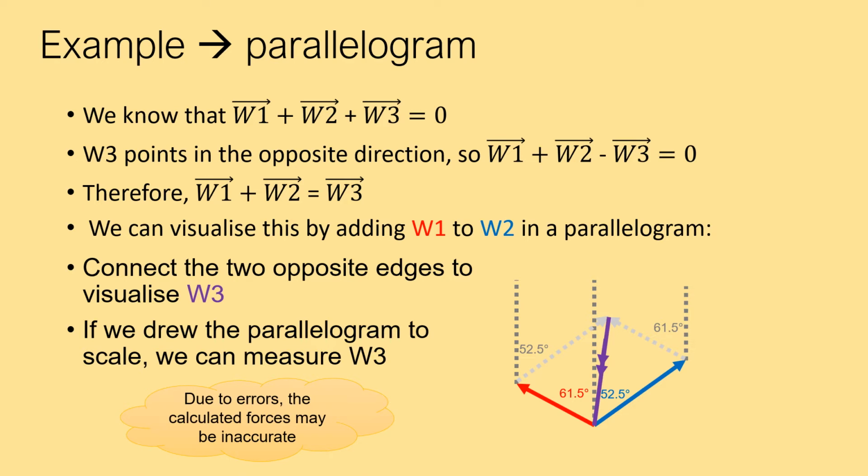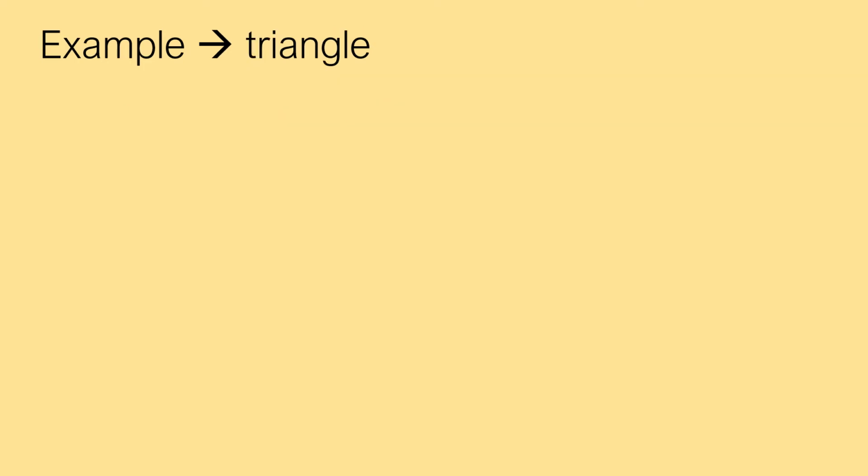Now, it could be inaccurate because of slight errors in your drawing. And obviously these are compound errors because you can make errors on each part of that drawing. That's quite a lot of factors for the errors to rely on. Let's look at the same example drawn as a triangle.